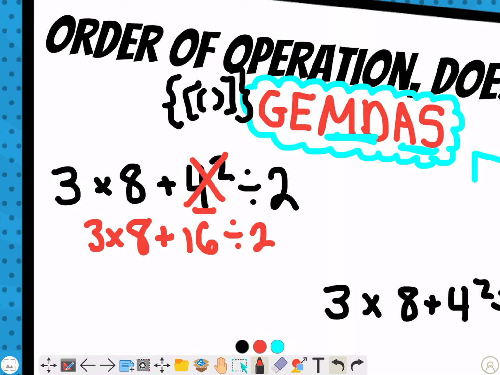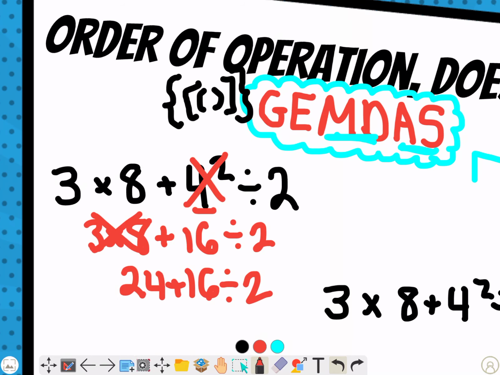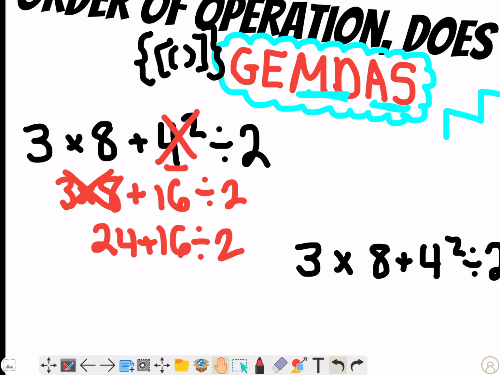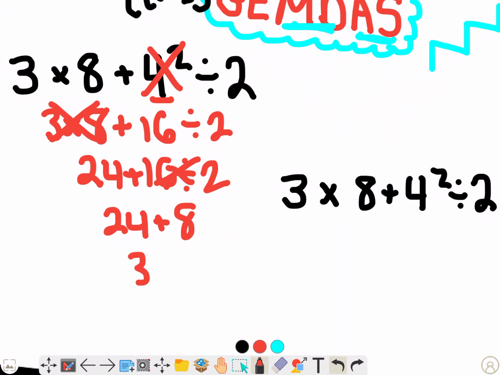I have no more exponents, so now I look at multiplication and division. My multiplication comes first. 3 times 8 is 24. I bring everything else down. Do I have any more multiplication or division? Yes, I have division. That is 16 divided by 2, which gets me the answer of 8. Bring down everything else that I have not used, and 24 plus 8 is 32.